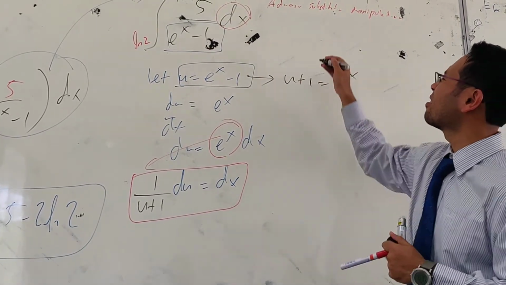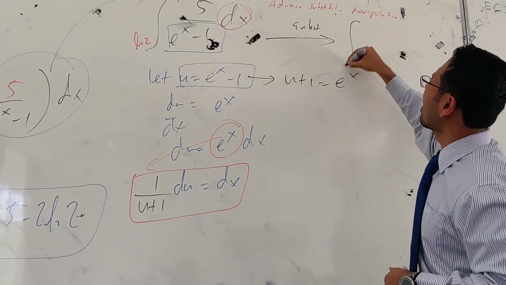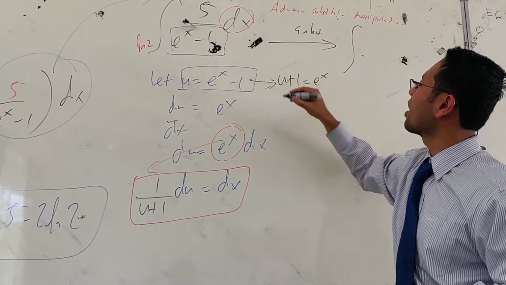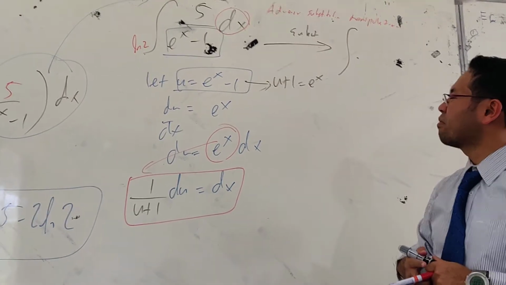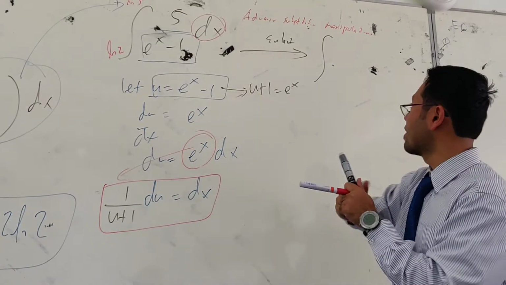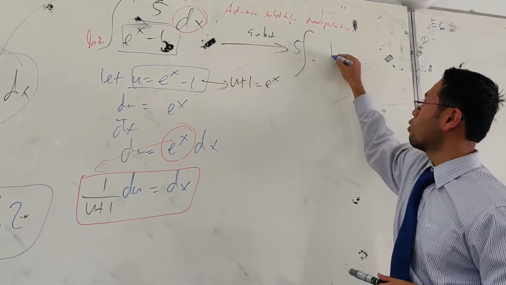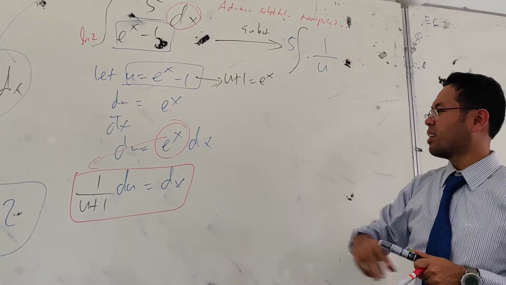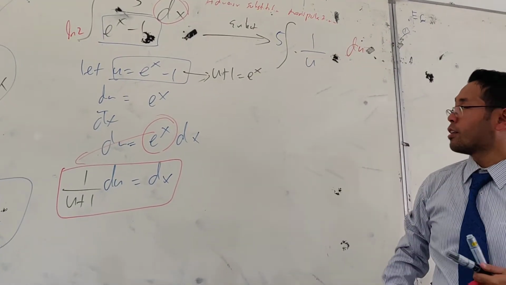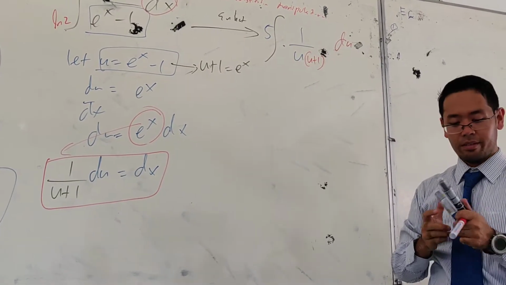We'll get ourselves 5 remain as 5. In fact, 5 we are not doing anything. So I recommend 5 you write it outside. This over here becomes 1 over u. And the dx becomes 1 over u plus 1 du. Where should I write down the u plus 1? Down here. Are you okay?